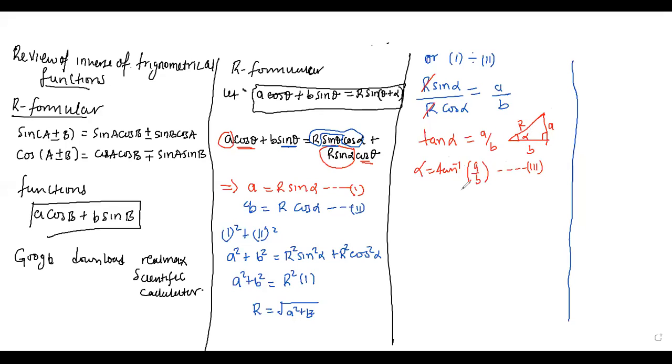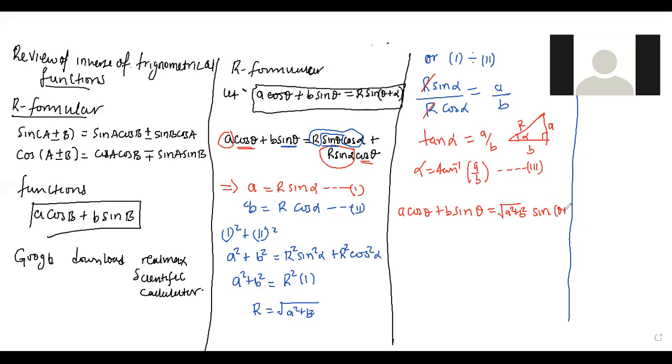So when someone gets alpha, you always bring it back up there, where you had A cos of theta plus B sine of theta. You substitute the value of R, which is the square root of A squared plus B squared, into R sine of theta plus alpha, which you have got. Then from there, I'll show you how we can solve.